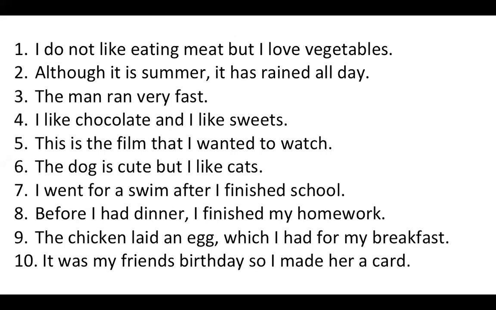Number 2, although it is summer, it has rained all day. Although is your giveaway there, which is your subordinate conjunction. So although it is summer is your subordinate clause, so it makes it a complex sentence. Number 3, the man ran very fast. The man ran very fast. We've got our subject and we've got our verb, okay? And that's it, so it's a simple sentence.